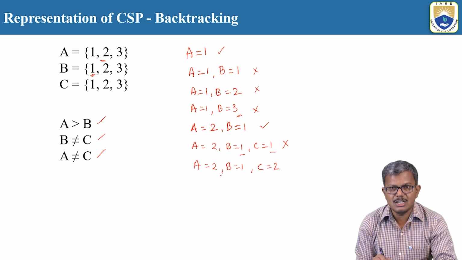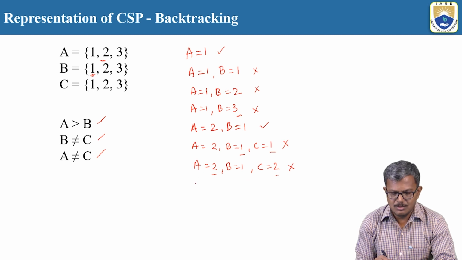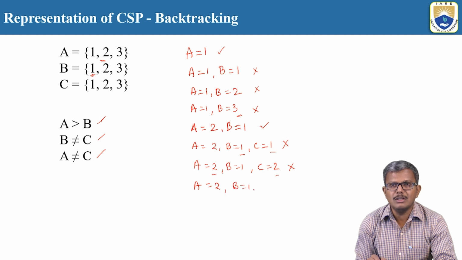Again the first constraint is already satisfied, A is greater than B. And for the second one, B should not be equal to C. B is 1 and C is 2, so they are not the same. But what about the third constraint? A should not be equal to C. But the A value is 2 here, and the C value is also 2, so this is also not allowed. So we do the backtracking. At the end, it will become A equal to 2, B equal to 1, and C equal to 3.